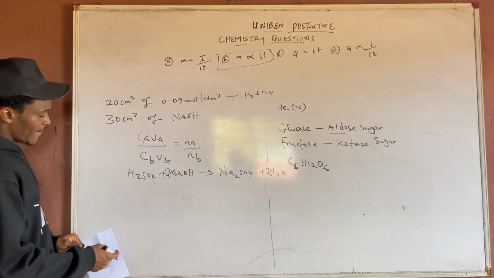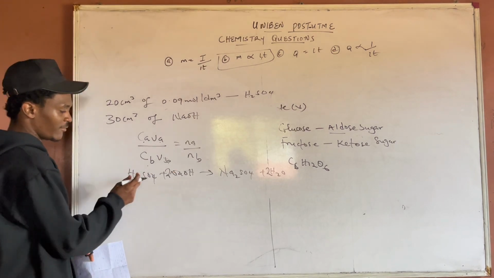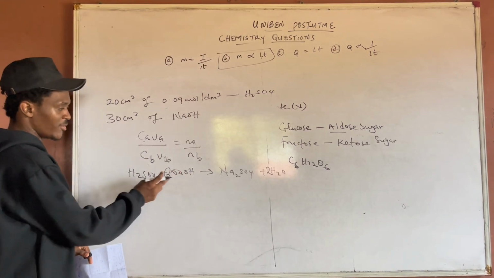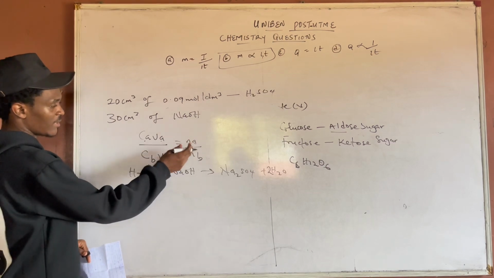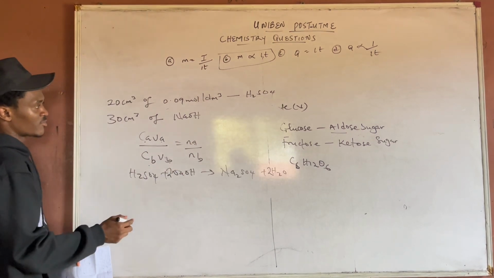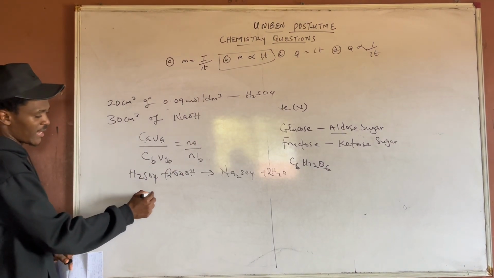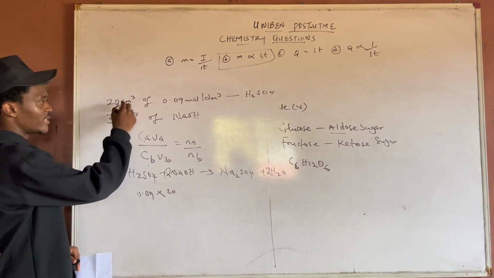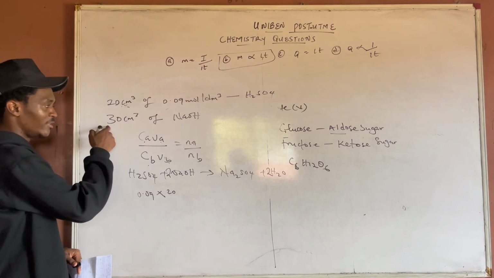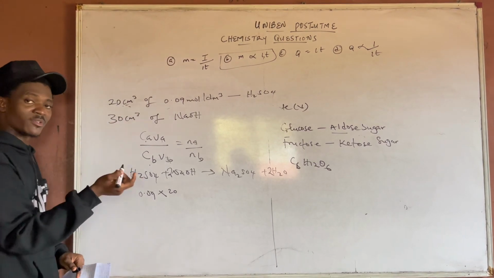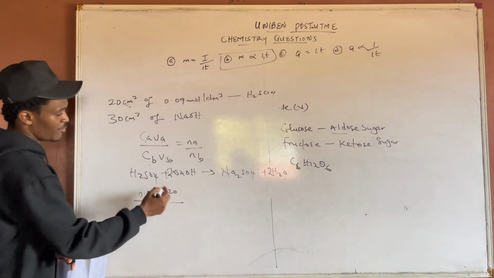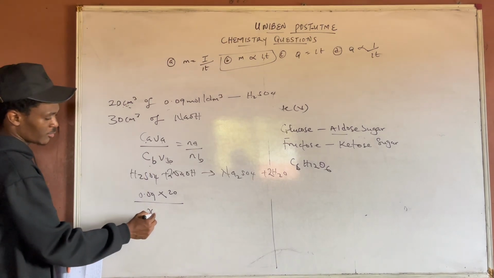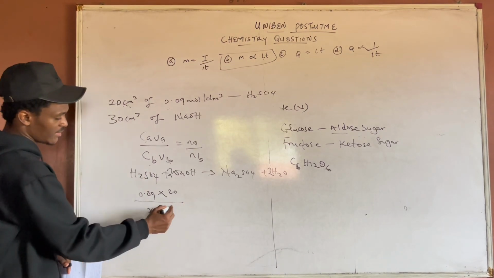All right, now what is the ratio of the acid to the base? It is actually 1:2. So it means that we have already obtained our values for these two. The concentration of acid is given to be 0.09. The volume of acid is given to be 20. We didn't convert to dm³ because the other volume is also given in cm³, so you can work directly like that. Then the concentration of base is what we are told to find. Then the volume of the base given is 30.